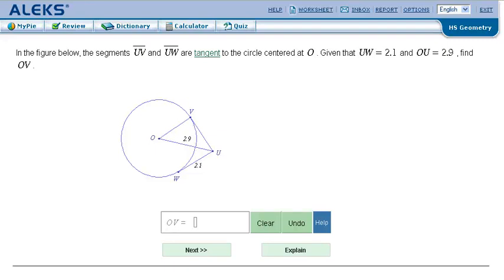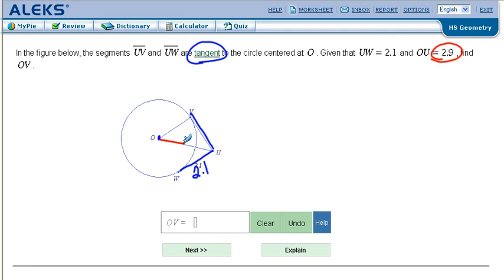Tangents to a circle, problem type 1. We are told that we have segments UV and UW are both tangent to the circle at point O, with the circle centered at point O. Given that UW is 2.1, and O to U is 2.9. We're trying to find O to V.